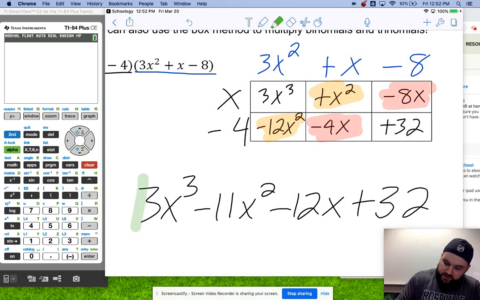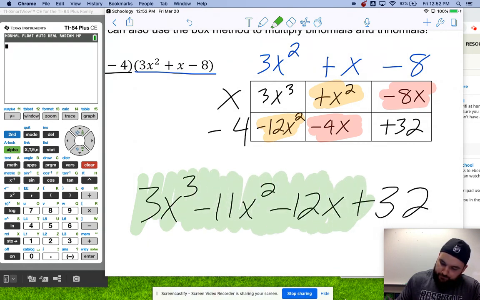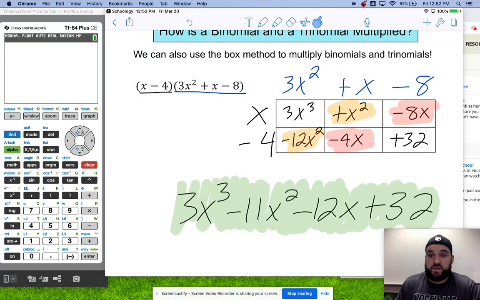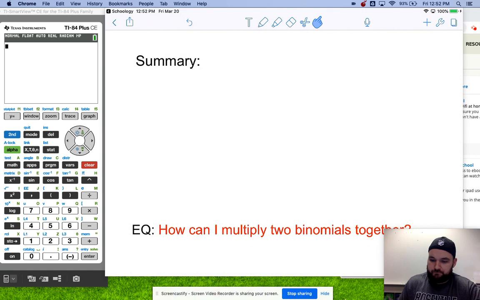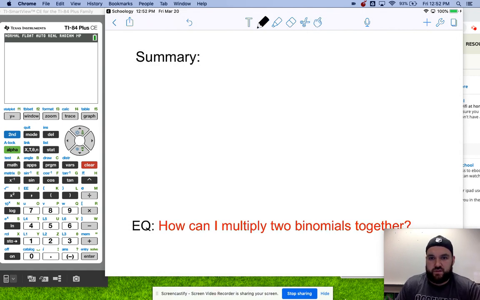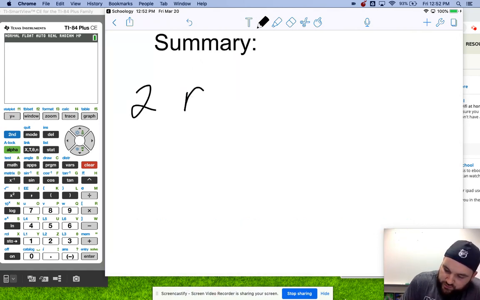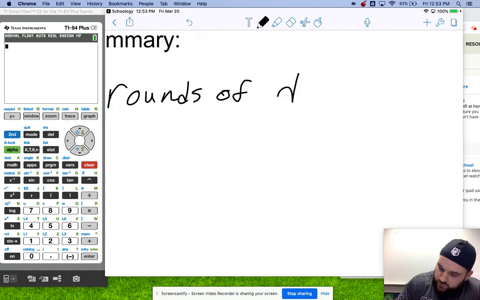So this then is my simplified expression. Again, there's no equal sign, so that's why I keep using the word expression. So 6 terms to start, but my final answer only had 4. Still a polynomial, but not as many terms as we started with. So how can I multiply 2 binomials together? Really, it's just 2 rounds of distribution. And then don't forget to combine like terms.